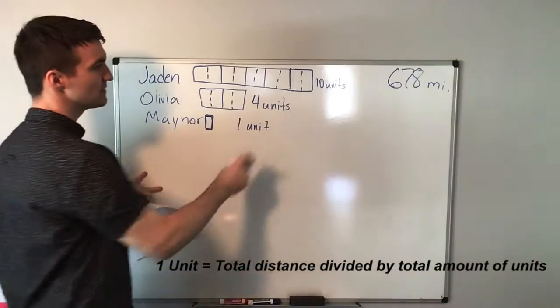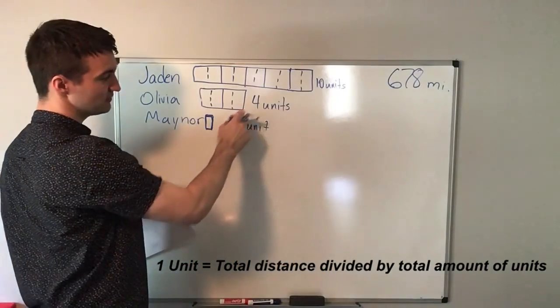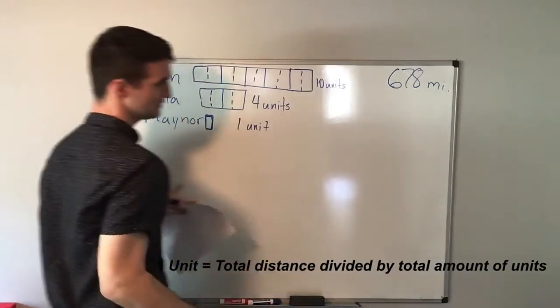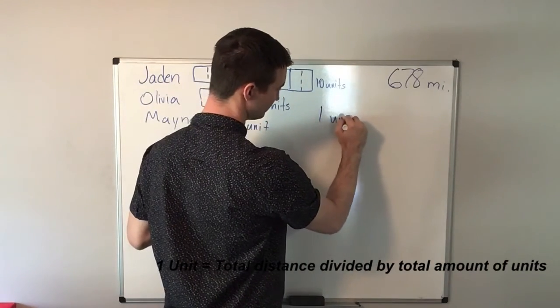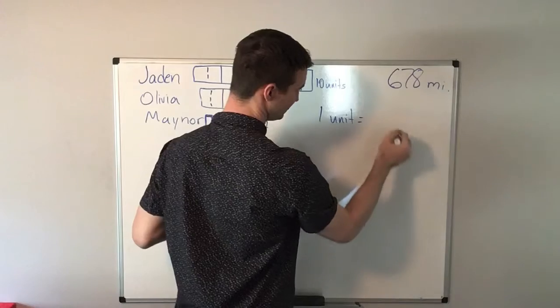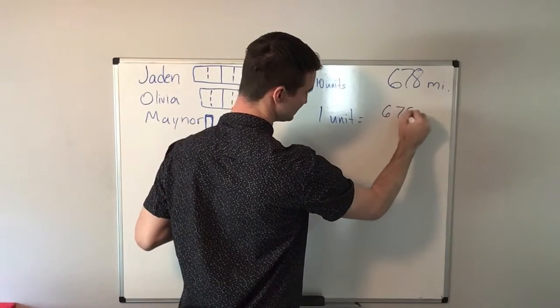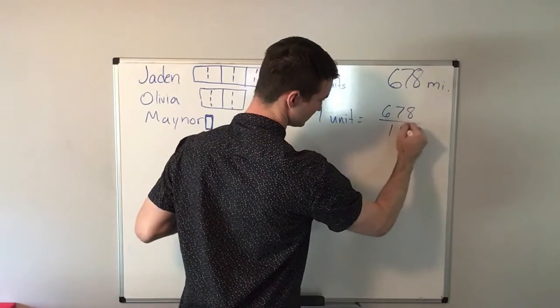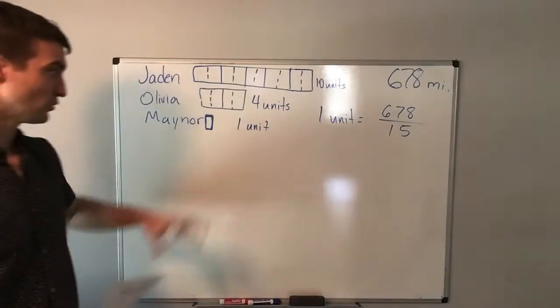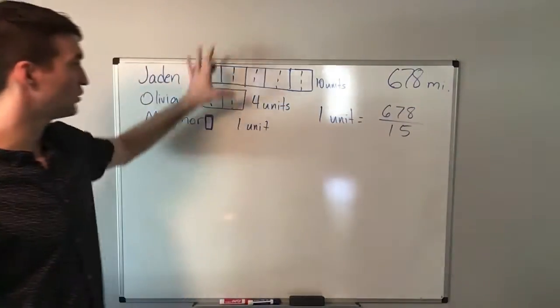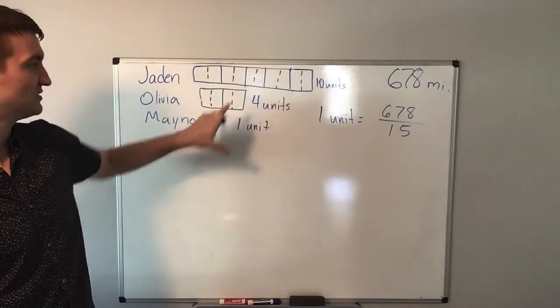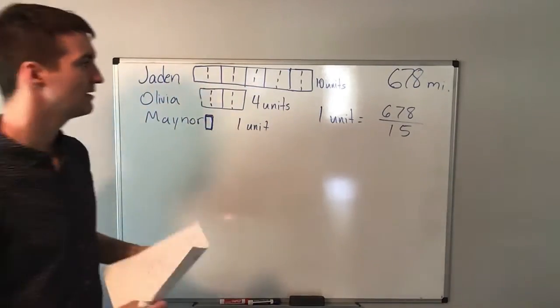So 10 plus 4 is 14, plus 1 is 15. So to find 1 unit, I'm going to take that 678 and divide it by my total number of units, because they traveled 678 miles, and there are a total of 15 units between all 3 of them. So to find what just 1 is, I'm going to go ahead and divide.